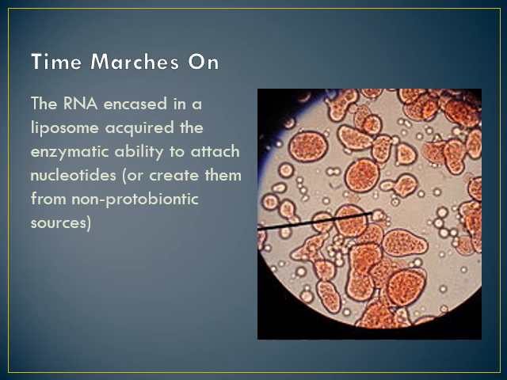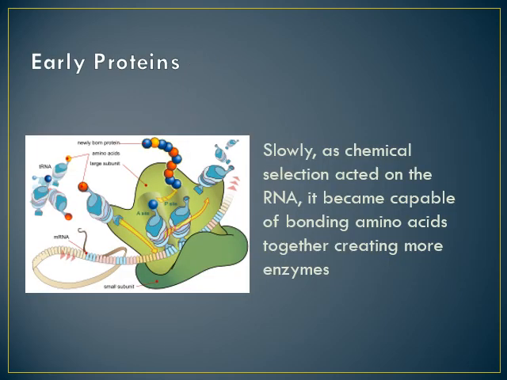Time goes on, the liposome acquired enzymatic ability to attach nucleotides, and the organism got bigger. Slowly, as chemical selection acted on the RNA, it became able to bind amino acids to itself, or to each other. This began to build enzymes, and once you had enzymes and proteins, it became a slippery slope. Evolution began to occur very, very quickly at that point because chemical selection would have favored these proteins that were even more efficient than ribozymes.